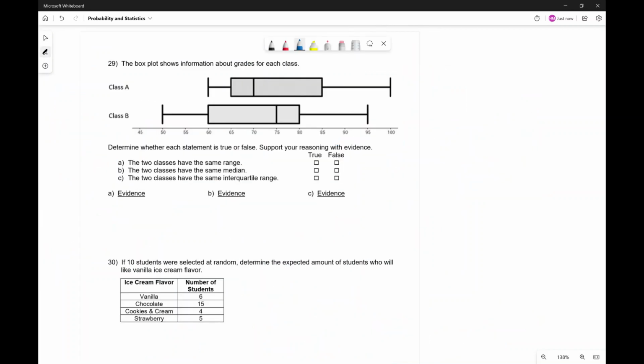Question 29. The box plot shows information about grades for each class. Determine whether each statement is true or false. Support your reasoning with evidence. So let's start by talking about the range. Range means the maximum minus the minimum. So the maximum for class A is 100, and the minimum for class A is 60.